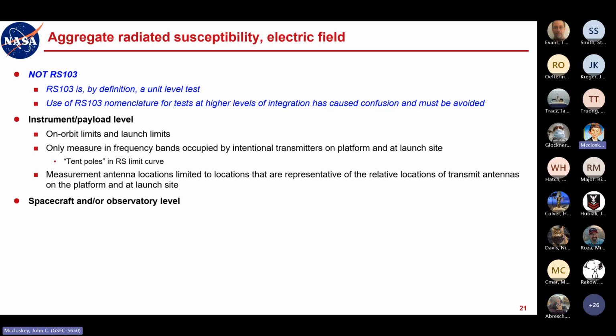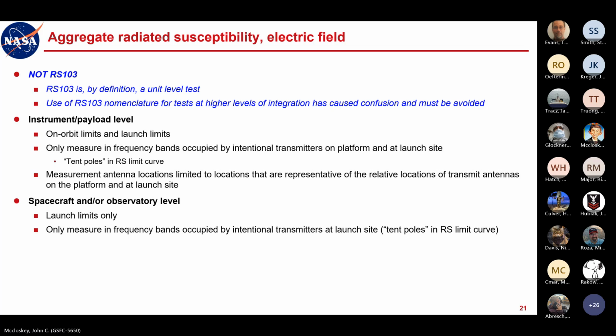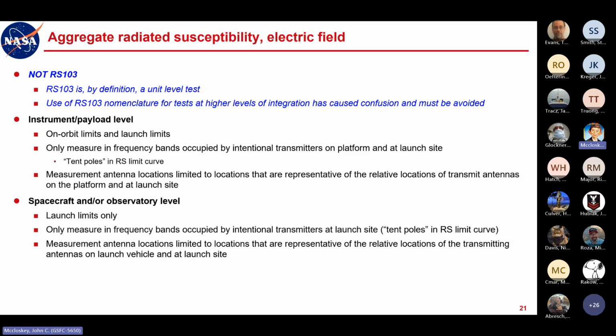So at spacecraft and observatory level, again, for the same reason, you're really only concerned about launch limits. You're concerned about your compatibility with the launch environment, so the launch vehicle and the launch site. Again, only measured in frequency bands occupied by intentional transmitters. Those are your tent poles in the RS limit curve.